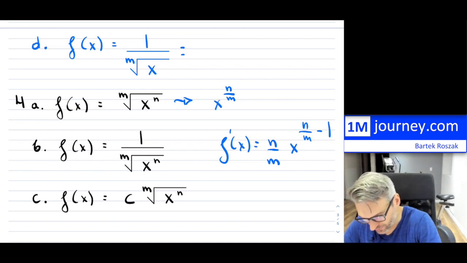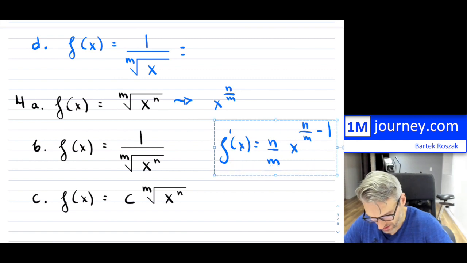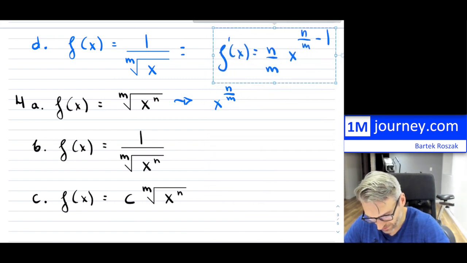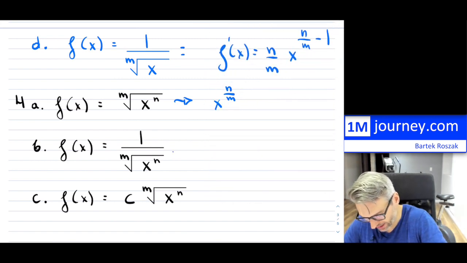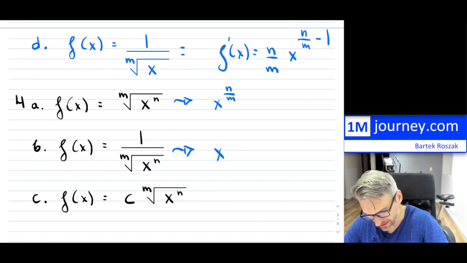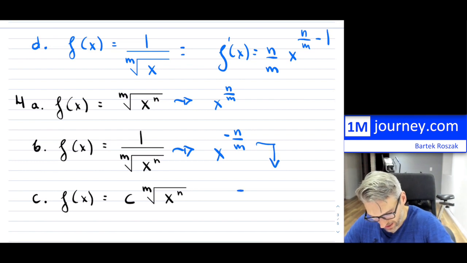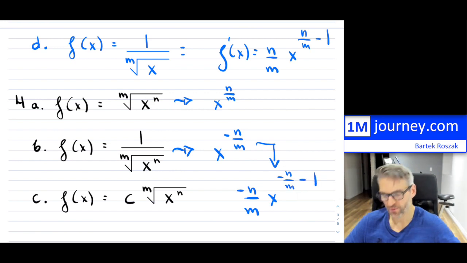And for all of them, I'm going to leave this in here, up above there. If you would look at this one, this is simply x. Now, because it's in the denominator, if you simplify this, it's going to be negative n over m. And all that changes if you wanted to find the derivative of that. So it's going to be negative n over m times x to the negative n over m minus 1.